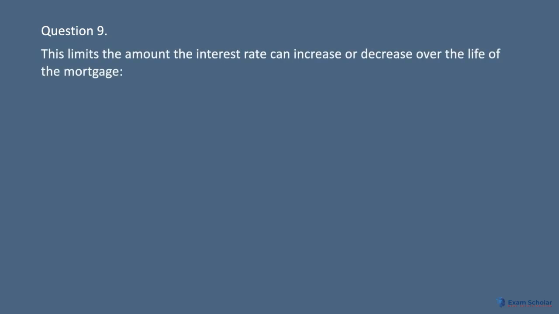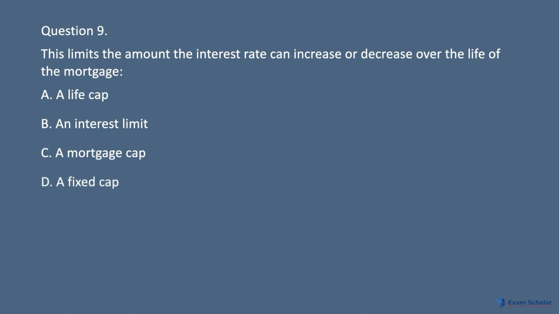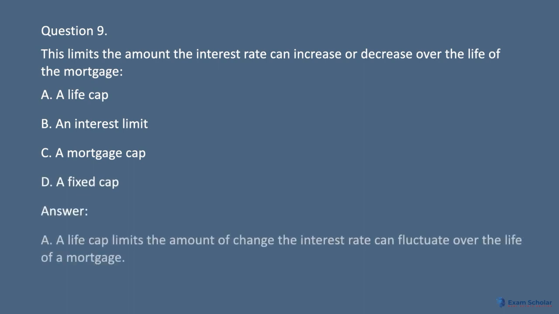Question 9. This limits the amount the interest rate can increase or decrease over the life of the mortgage. A. A life cap, B. An interest limit, C. A mortgage cap, D. A fixed cap. Answer A. A life cap limits the amount of change the interest rate can fluctuate over the life of a mortgage.